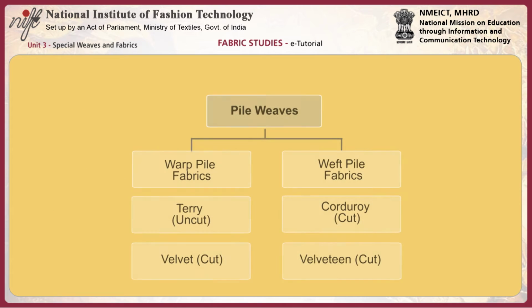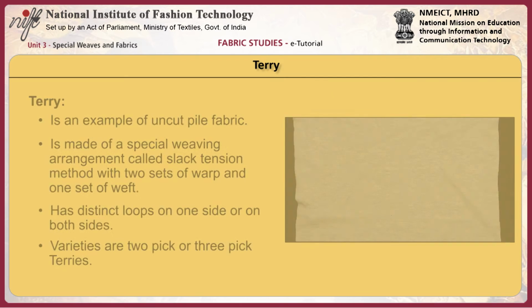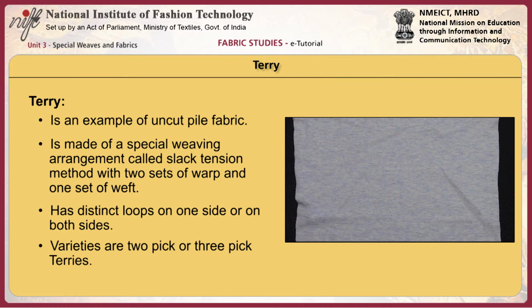Pile weaves are made by introducing an additional set of yarns either in the warp or in the weft direction. Hence, they are called warp pile fabrics and weft pile fabrics respectively. Typical examples of pile weaves are terry cloth, velvet, corduroy, velveteen, etc. Terry is an example of uncut pile fabric.